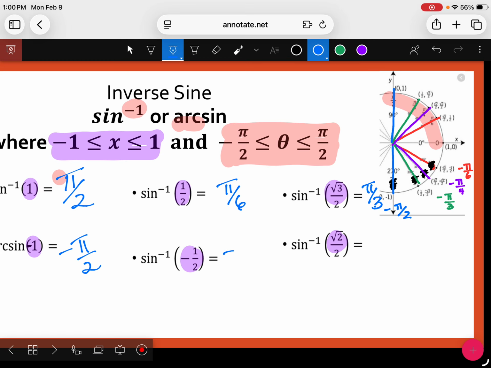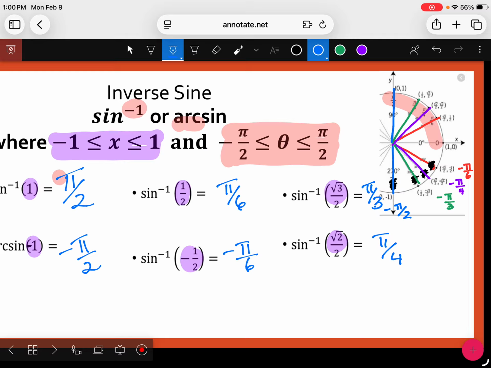Negative pi over 6. What angle has a sine of positive root 2 over 2? Pi over 4. That's your answer. So that's the inverse sine. Any questions about that?